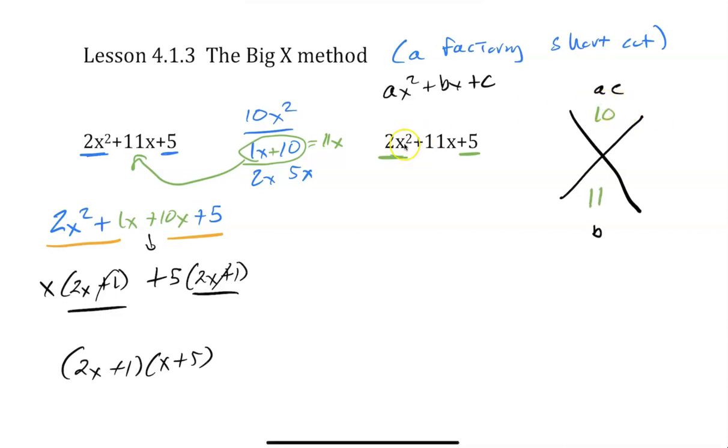Now again, this part doesn't change. You get AC and ask, what are two things that multiply to get 10 but add to get 11? All this is still the same. Nothing's changed so far. So it's 1 and 10, and 2 and 5. And again, 1 and 10 works, so I'm going to put 1 here and 10 here. Now, what happens with the big X is that we have to divide these terms by our A.